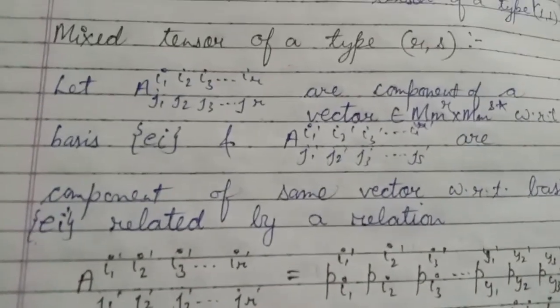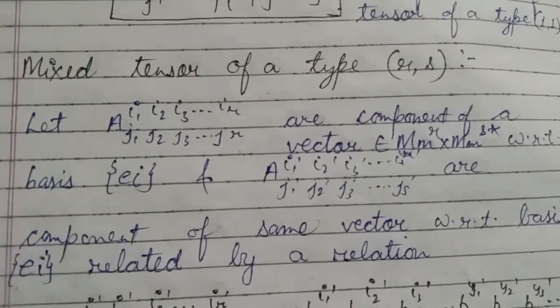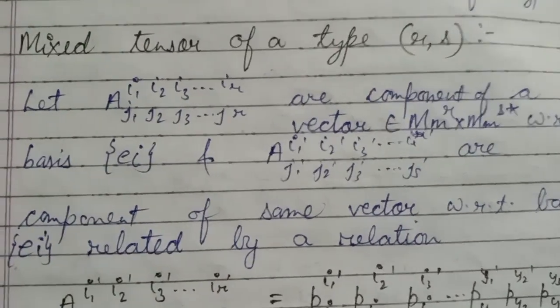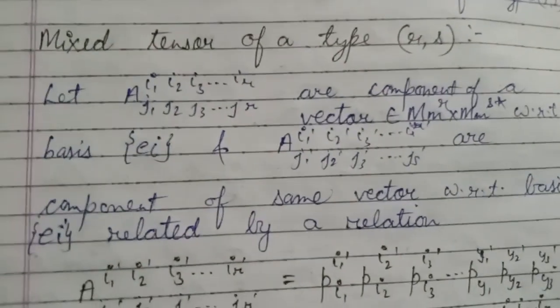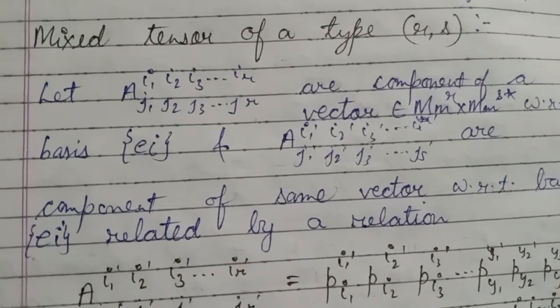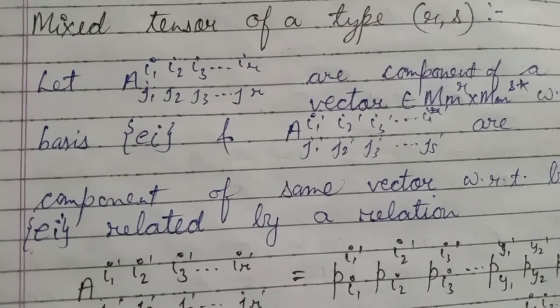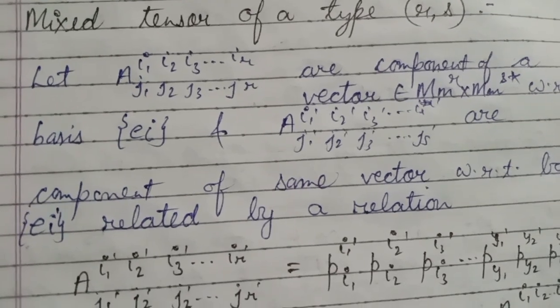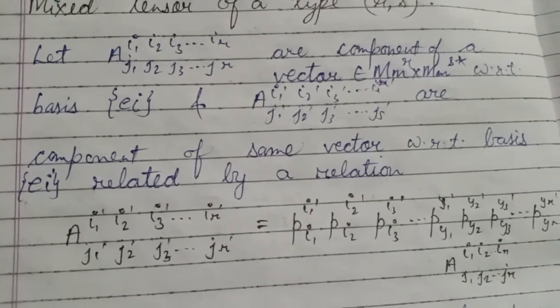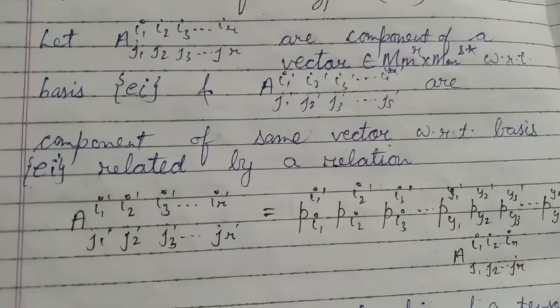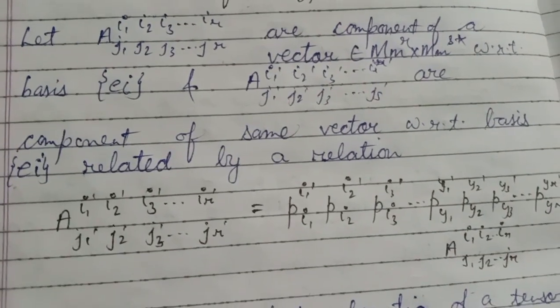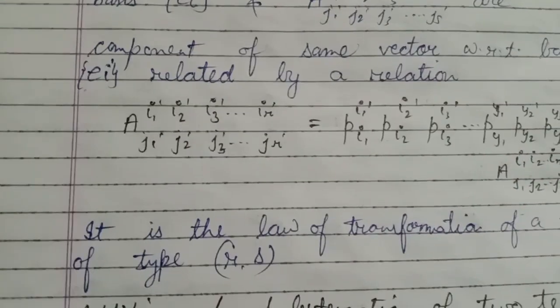So mixed tensor of type r, s. Here ai dash are components of a vector belonging to Mn r into Mn s star with respect to basis, and the bases are given, and they are components of the same vector with respect to basis ai dash, related by a relation, and the relation is also given in the copy. So this is the law of transformation of a tensor of type r, s.